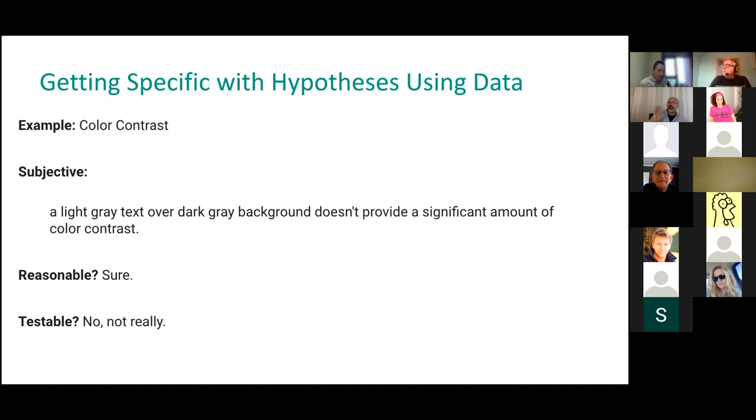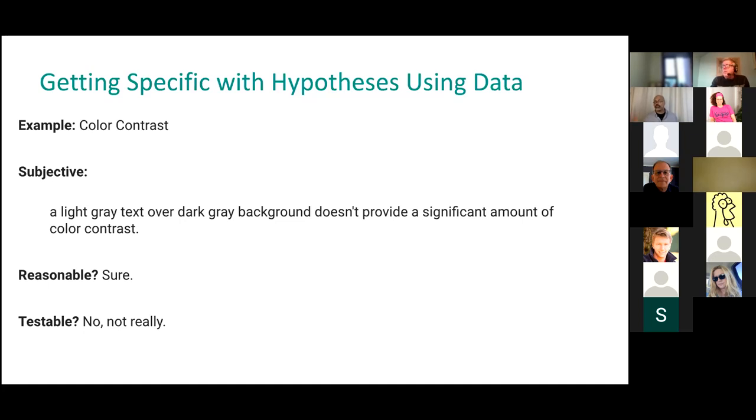I do a lot of stuff with accessibility, and because of that, I like to present from the idea of, let's take something like color contrast. Color contrast is very often used as an aspect of a product being accessible or not being accessible. So I'm going to give you a subjective criterion, okay? A light gray text over a dark gray background doesn't provide a significant amount of color contrast.